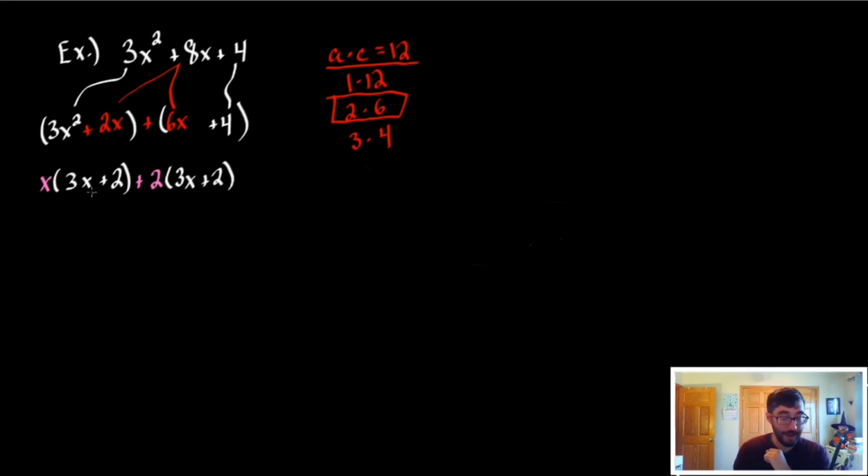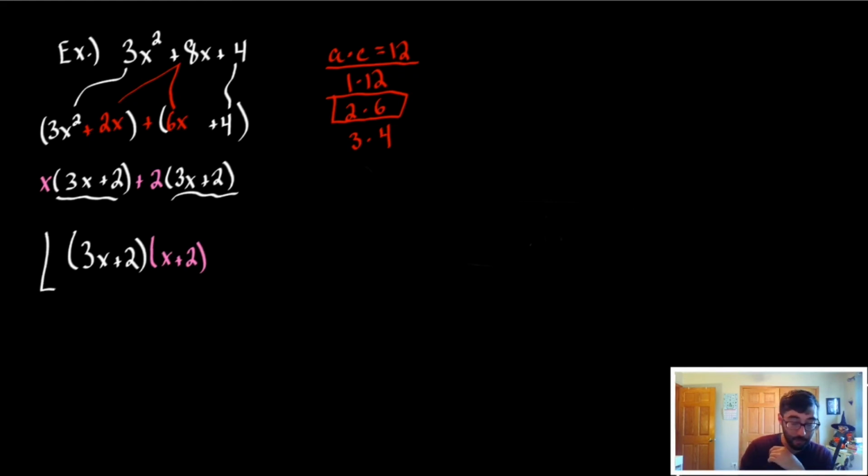All right, so I have x times a quantity of 3x plus 2 plus 2 times a quantity of 3x plus 2. And remember, this needs to happen. I have that common factor of 3x plus 2, and this needs to happen. If it doesn't, take a look back at your work. But it does happen, so I can factor that out. So that's going to be 3x plus 2, and the other binomial is going to be made up of the leftovers, x plus 2.